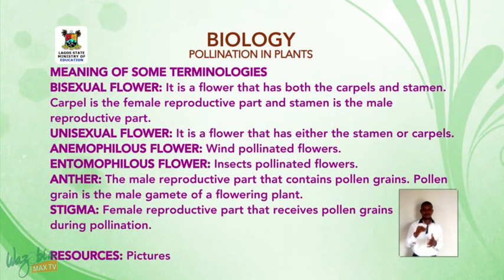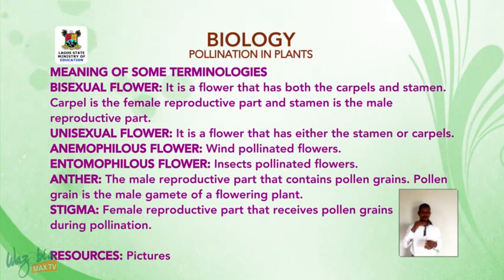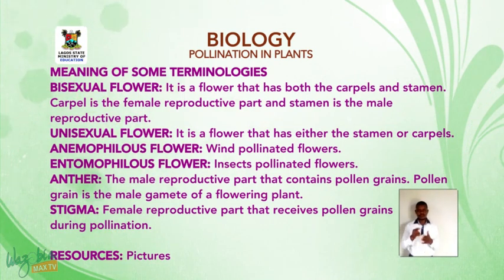Meaning of some terminologies. Bisexual flower. A bisexual flower is a flower that has both the carpels and stamens. Carpel is the female reproductive part. Stamen is the male reproductive part. Unisexual flower. It is a flower that has either the stamens or carpels.